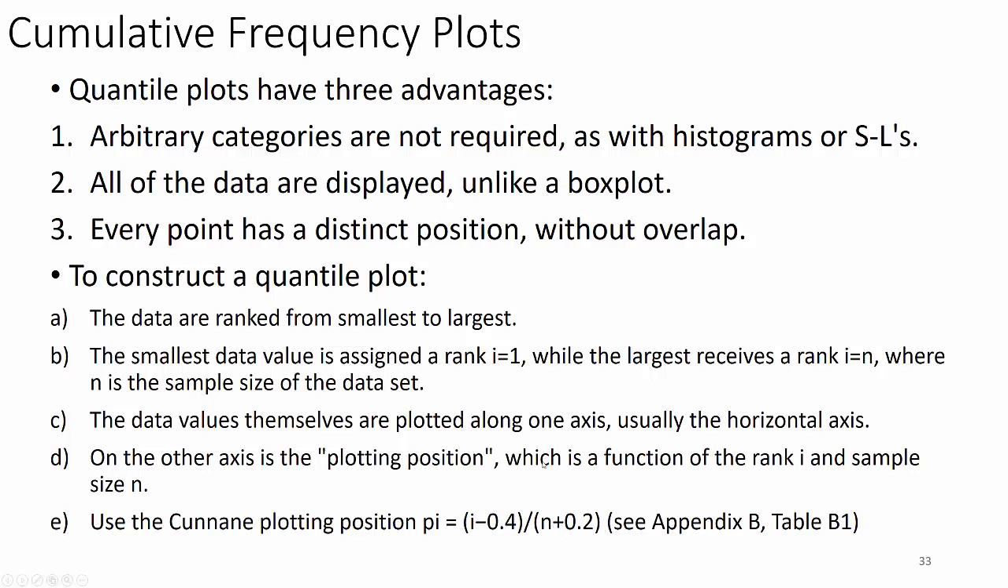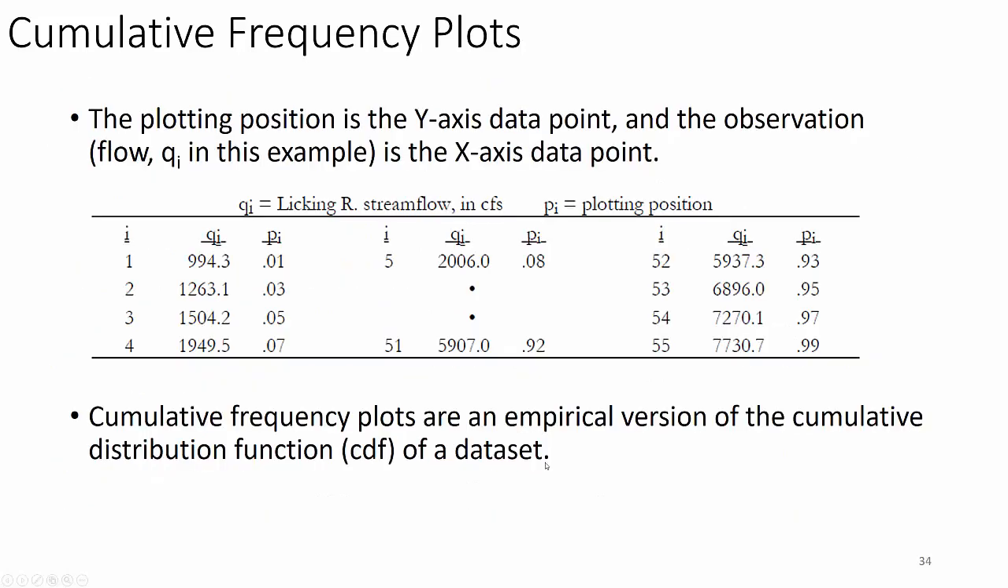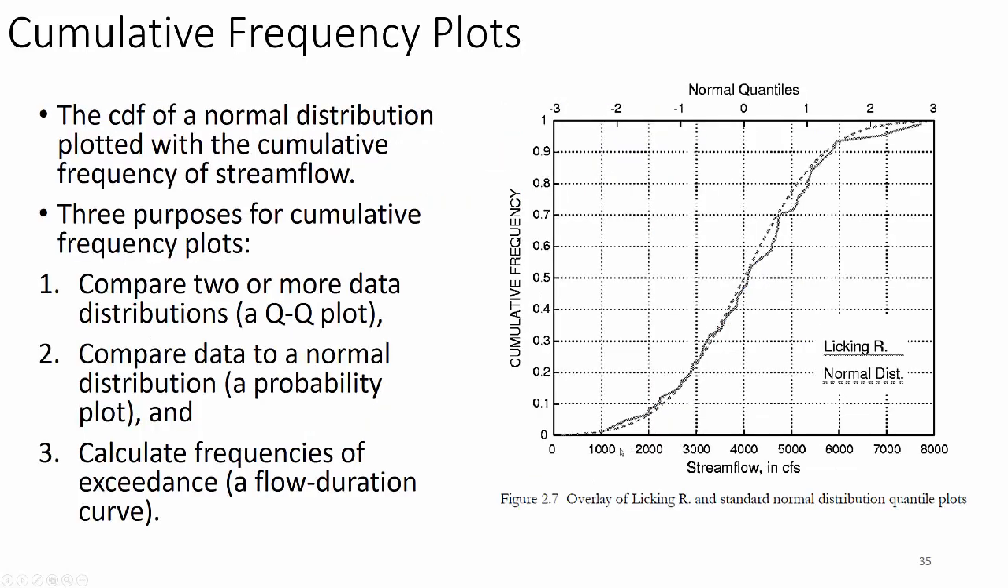Pi equals the observation minus 0.4 divided by n plus 0.2. It's a way to make these all proportional. So if you have 36,000 observations, you don't have 1 through 36,000. They're all represented as a proportion of the total. And this is a way to create proportionality in that distribution. So they're all represented as 0 to 1s. So you start out with 0.01 as a Pi, you end up with 0.99 as the Pi. And this is a way to convert these into a probability distribution function. They're an empirical version of the CDF data set.